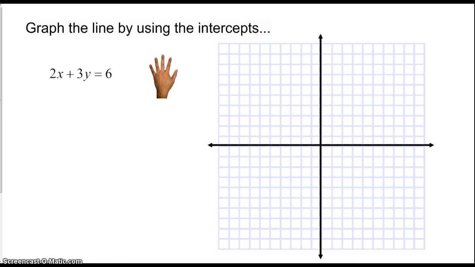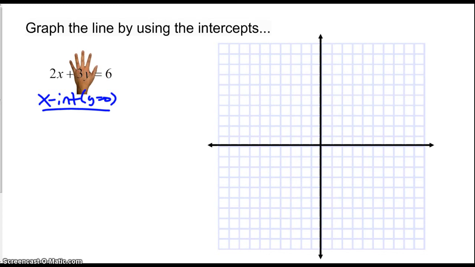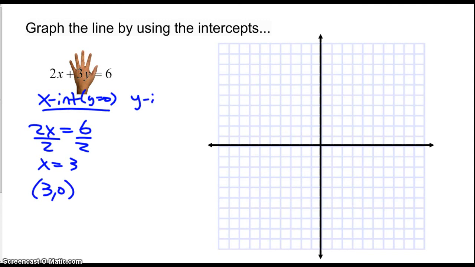Okay, so here's what you should have done, right? To find the x-intercept, we set y equals 0. Okay, so let's do that. Y equals 0. The y goes away. And I've got 2x equals 6 as the remaining equation. So if I divide by 2, x equals 3. So when x is 3, y is 0. That's the x-intercept. Okay? For the y-intercept, that's going to happen when x is 0.